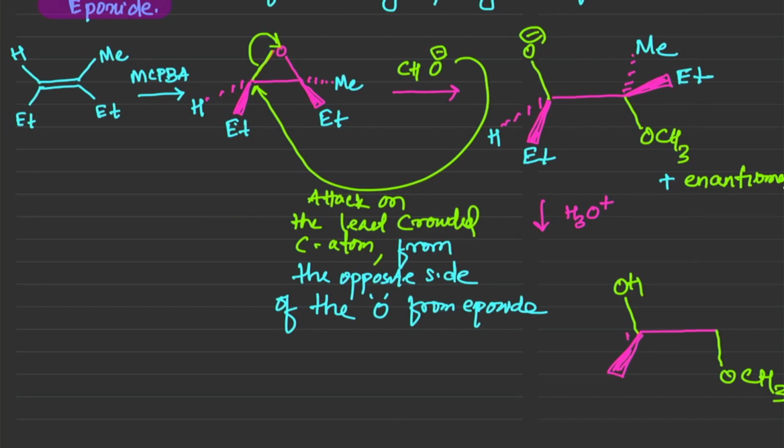So wedge, dash, wedge, dash, and keep the groups exactly the same way. Ethyl, both of the ethyl were on the wedges. Hydrogen and methyl, both of them were on dash, and that's the answer. So that's how you do this very easily.